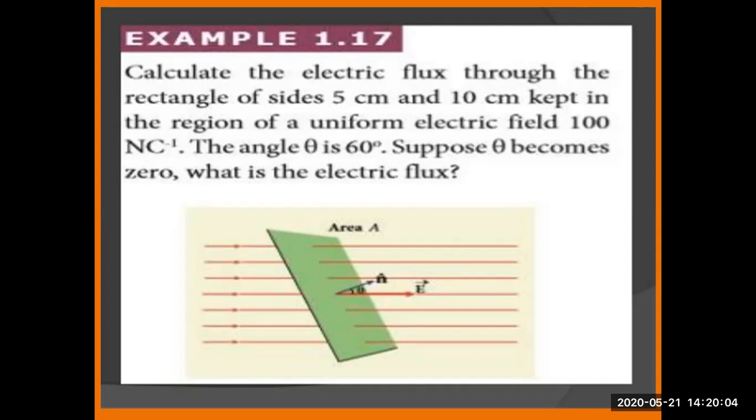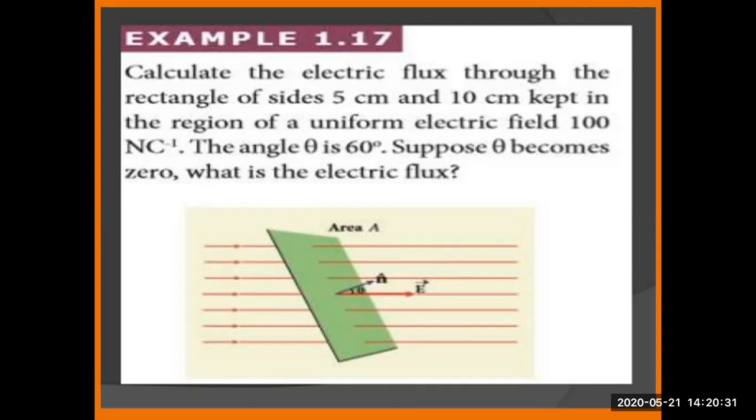Where is 50 coming from? The area, 5 centimeter into 10 centimeter, 5 into 10, 50 centimeters squared. So 50 times 100. And when theta is 0, cos 0 is 1. The value of E is also given. What is the value of E?